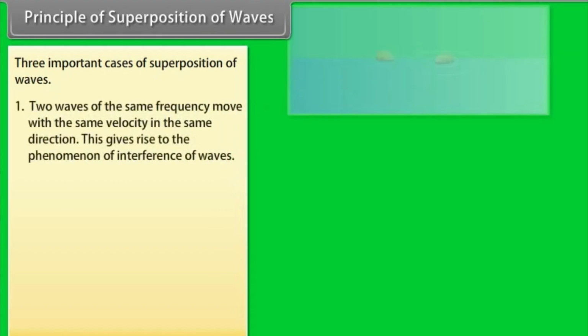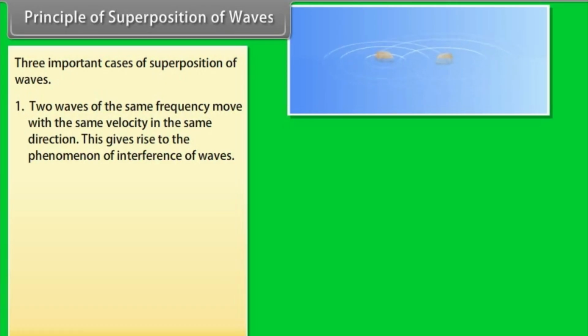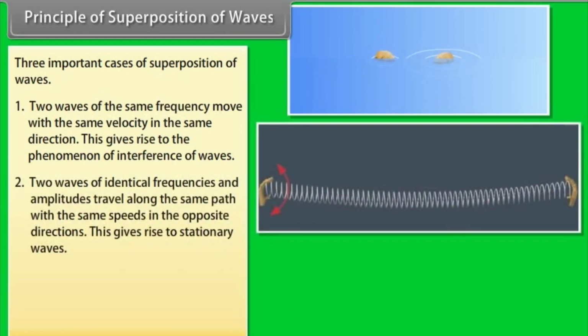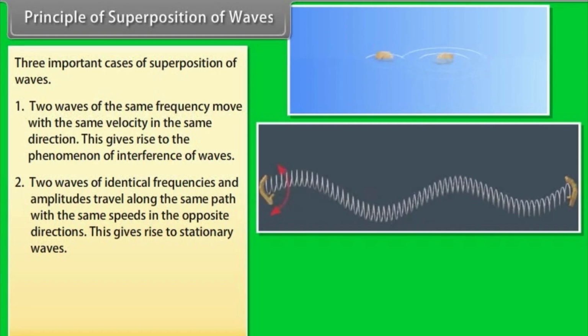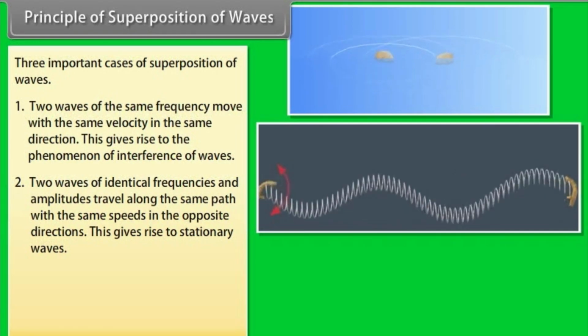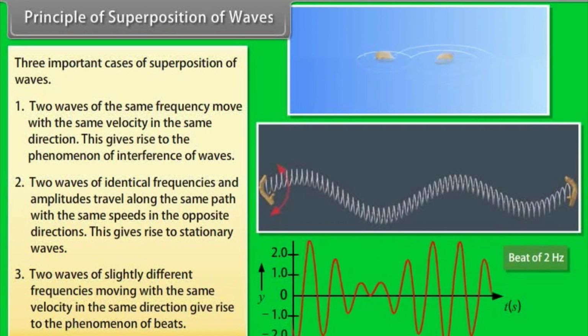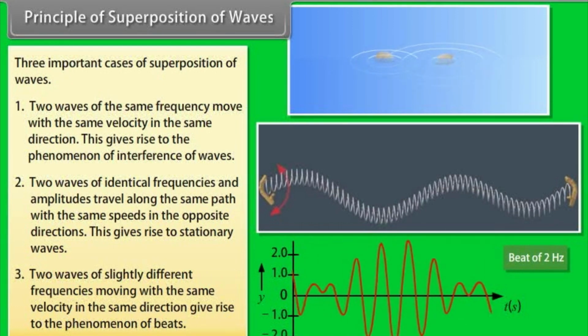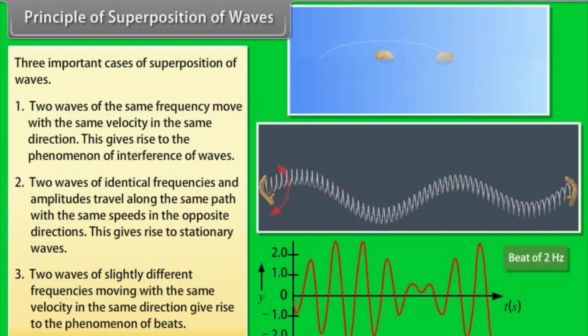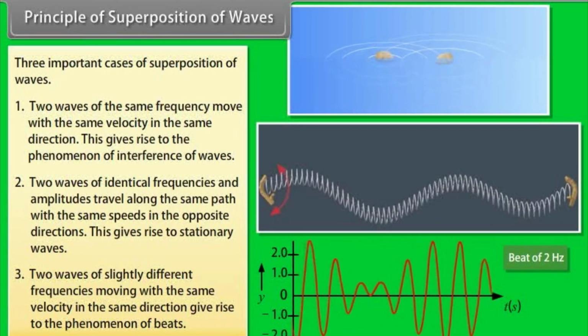Number 1. Two waves of the same frequency move with the same velocity in the same direction. This gives rise to the phenomenon of interference of waves. Number 2. Two waves of identical frequencies and amplitudes travel along the same path with the same speeds in opposite directions. This gives rise to stationary waves. Number 3. Two waves of slightly different frequencies moving with the same velocity in the same direction give rise to the phenomenon of beats.